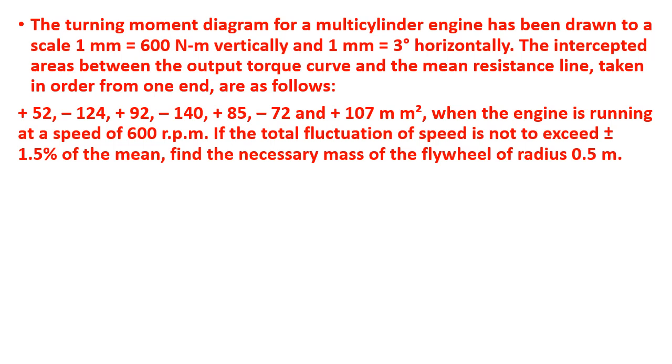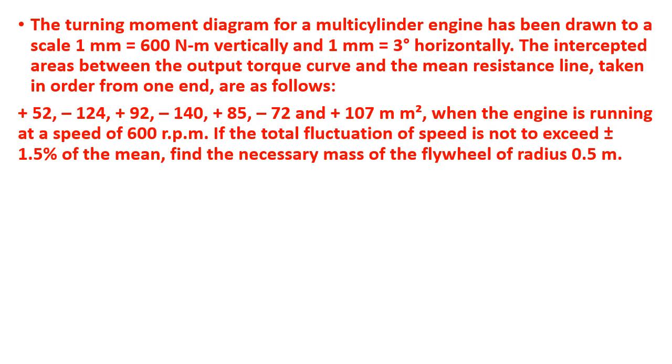So here the speed is also given. The total fluctuation of speed is not to exceed plus or minus 1.5% of the mean. Find the necessary mass of the flywheel of radius 0.5 meters. So this is the problem that is given, so let us see how we are going to go ahead with it.